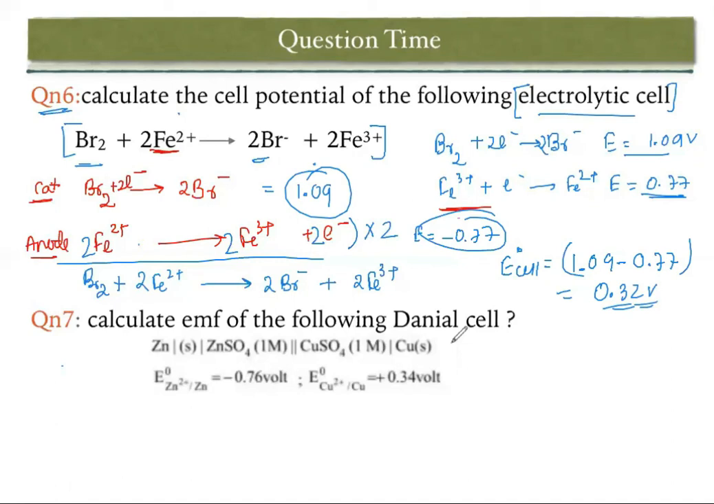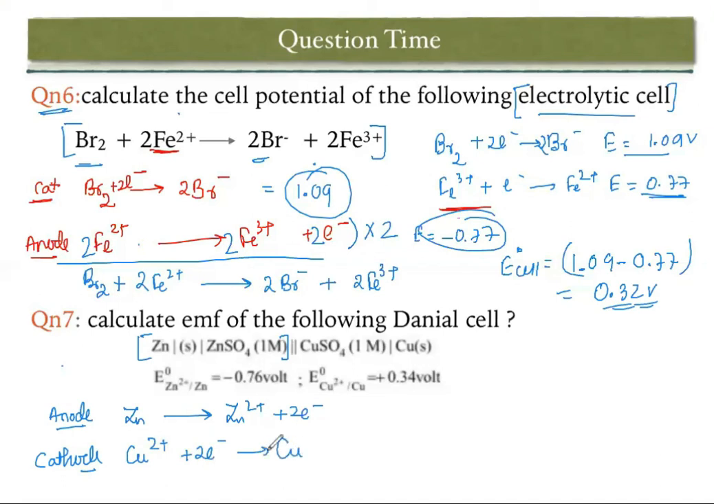Now calculate the EMF of the Daniell cell. As we already know, we have to just calculate the EMF of the cell. This is nothing but our anode reaction: Zn is going to give Zn2+ plus 2 electrons, whereas at the copper cathode, Cu2+ plus 2 electrons gives Cu. As the total reaction is balanced, we can cut it out. So zinc plus Cu2+ is going to give Zn2+ plus copper.